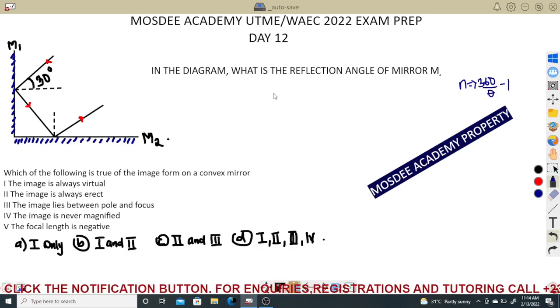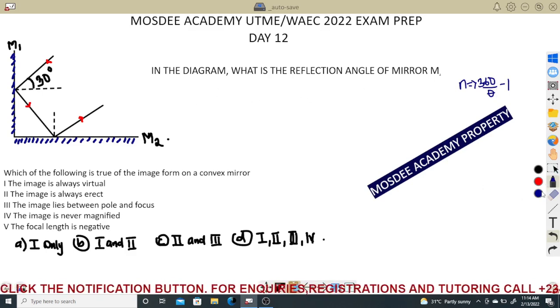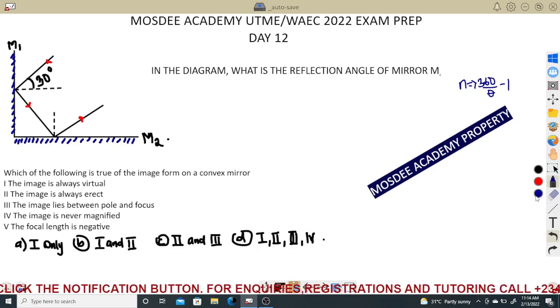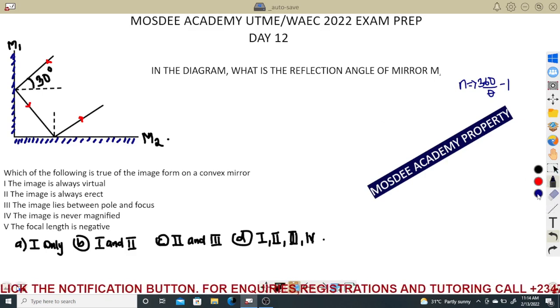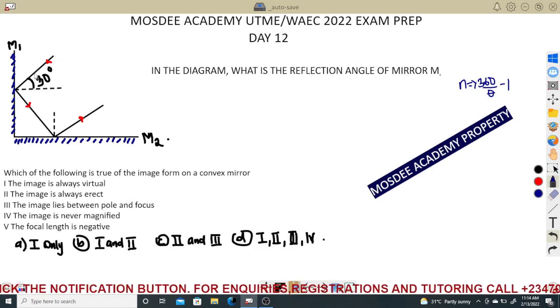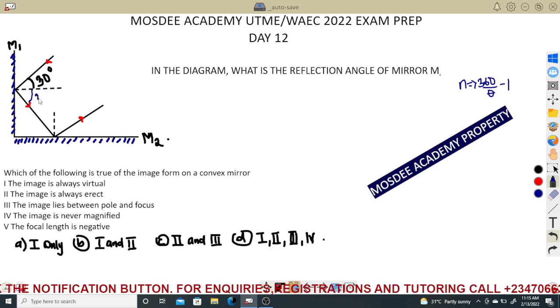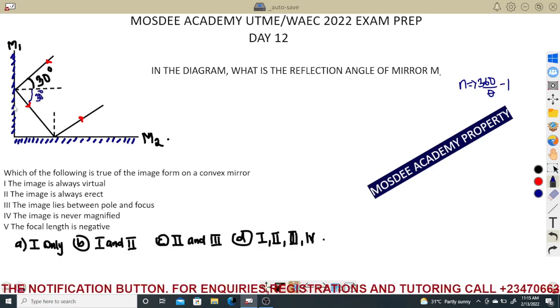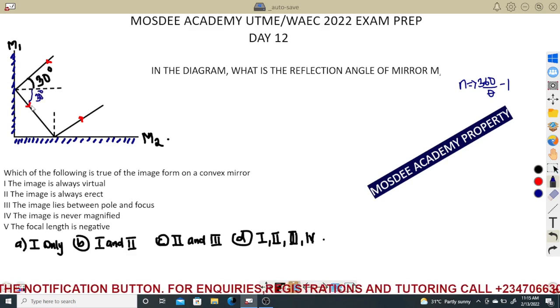In fact, they did not put options here. I don't know why they refused to do that, but that doesn't stop us from getting the right answer. And that is why you need to understand them very well. So the ray of light was incident at M1. You can see the angle of incidence will be the angle of reflection. It will be reflected at the same angle of 30. We just talked about that normal is always perpendicular to the surface.